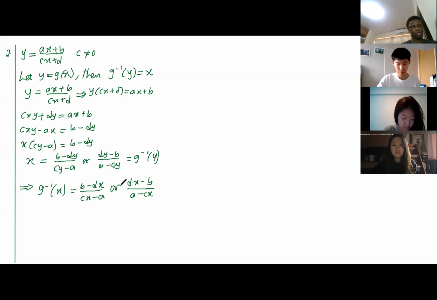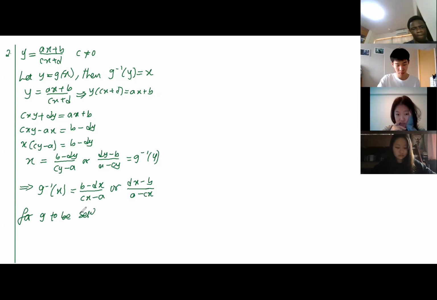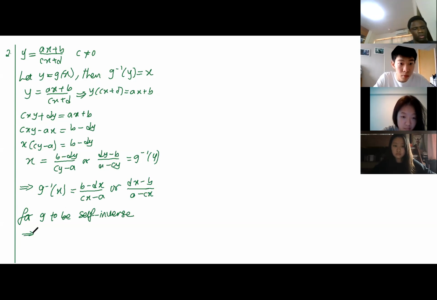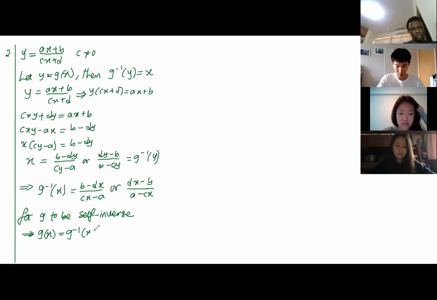So for g to be self-inverse, Ms. K, give me the equation. For g to be self-inverse, it implies that what? That g of x equals g inverse of x. Yes, just call it g inverse. Okay, good. So we could use either of these, it doesn't matter.